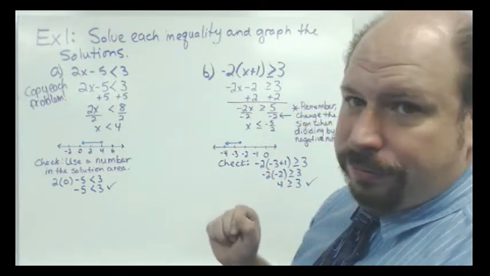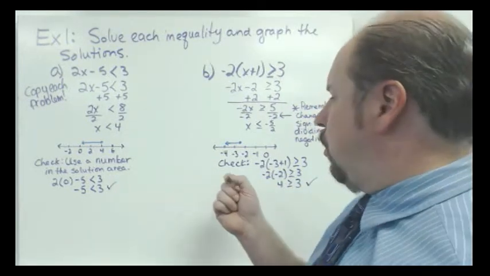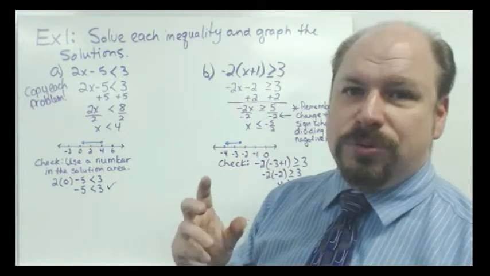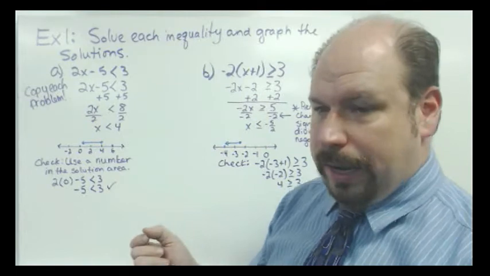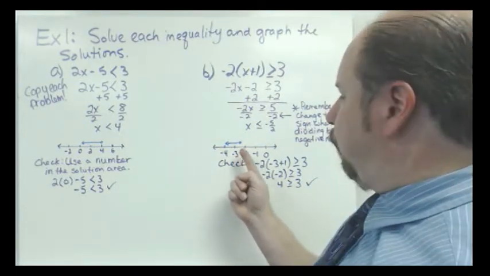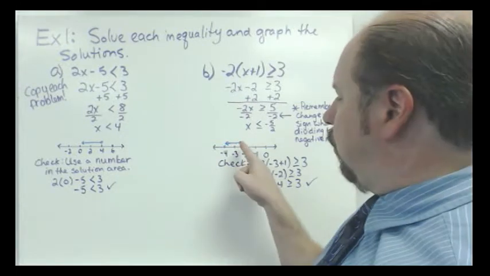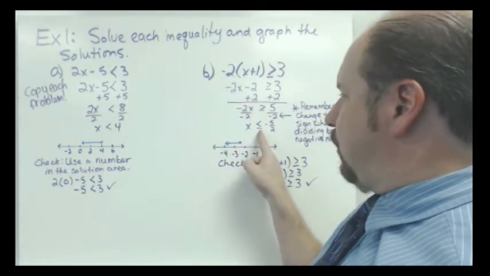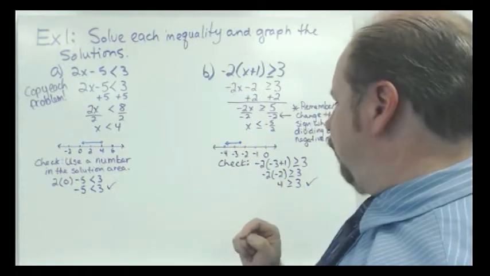Okay, and now we have to graph our solution. So we have our number line. Negative 5 halves, well, that's negative 2.5. So if I go between negative 2 and negative 3 here, I'm about halfway. I use the closed dot because it's equal, and since it's less than, I'm going off to the left.